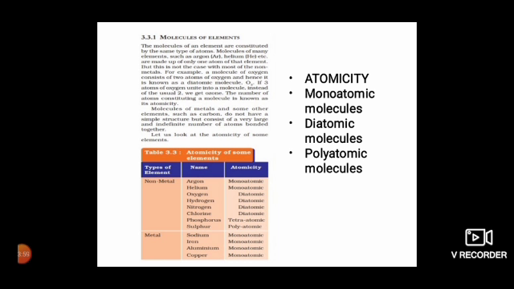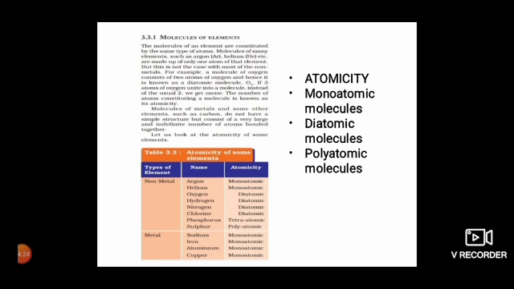Please read the atomicity of some elements provided in your table. As non-metals, argon is monoatomic, helium is monoatomic, oxygen is diatomic, and so on. Metals are also provided here: sodium, iron, aluminium, copper are all monoatomic, and so on. So please read this passage in your textbook.